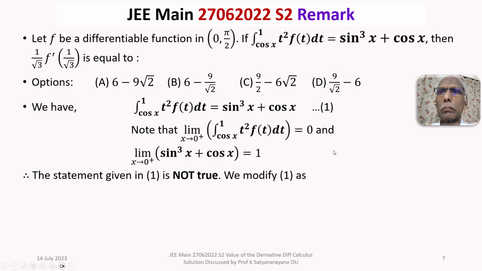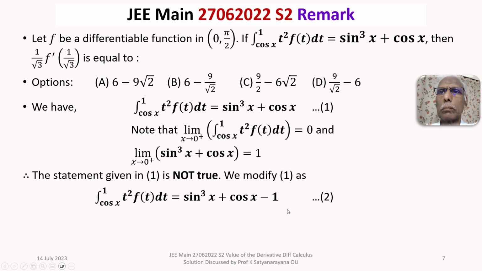So what do we do? The left hand side is 0, the right hand side is 1. To get 0 only, from the right hand side subtract 1. So the integral cos x to 1 t square f t dt is equal to sin cube x plus cos x minus 1. Now, as the limit x tends to 0 plus, this is also 0 and this is also 0. And thereby it will be meaningful, and in fact, it is a true statement.